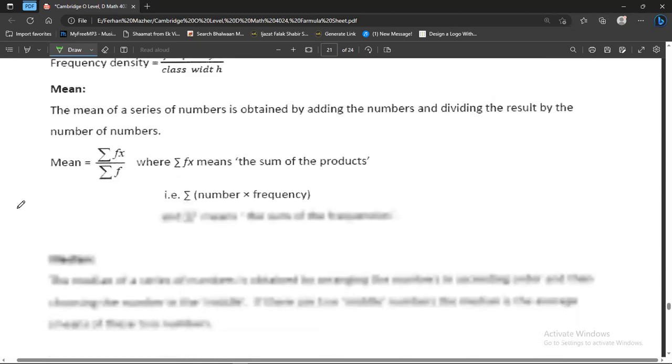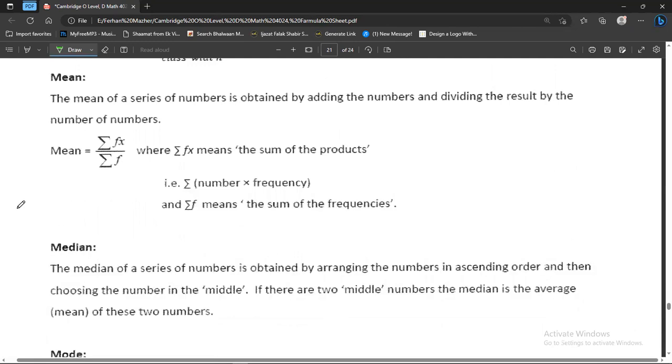The mean of a series of numbers is obtained by adding all the numbers and dividing the result by the number of numbers. If you have grouped data, then you will have frequencies. Then the mean will be summation fx divided by summation f. If you have classes, then this x will mean the mid value. How do you find the mid value? You add up the two boundaries of that class and you divide the sum by 2.